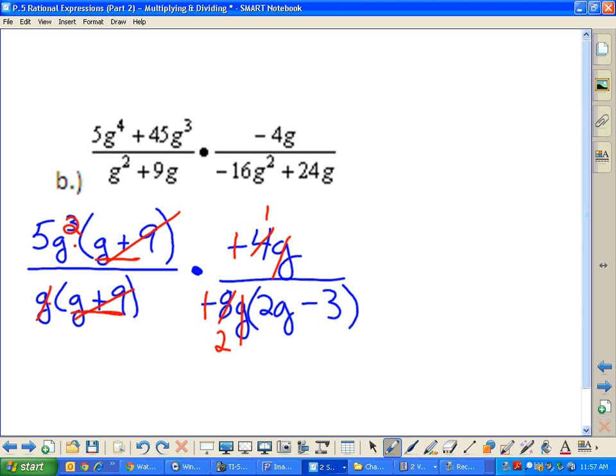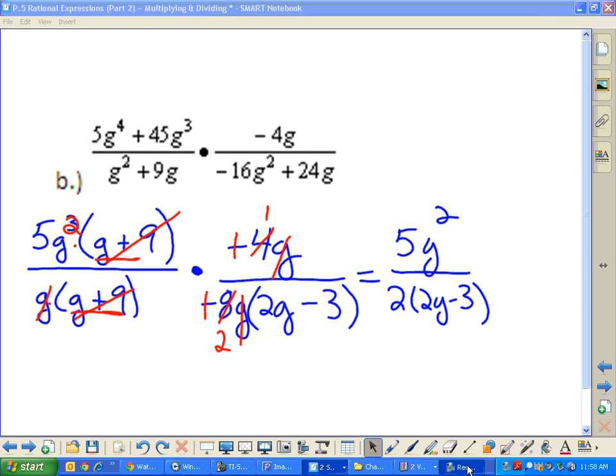Now I'll try to cancel diagonally if I can. As I look diagonally across the problem, I have 5g squared left in the first numerator. It's not going to cancel with 2g minus 3. So I go to the other diagonal, and I have nothing left. So to finish that up, 5g squared over 2 times 2g minus 3. All right.